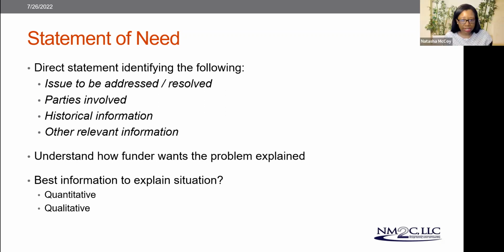The best information to explain the situation comes in the forms of quantitative and qualitative.